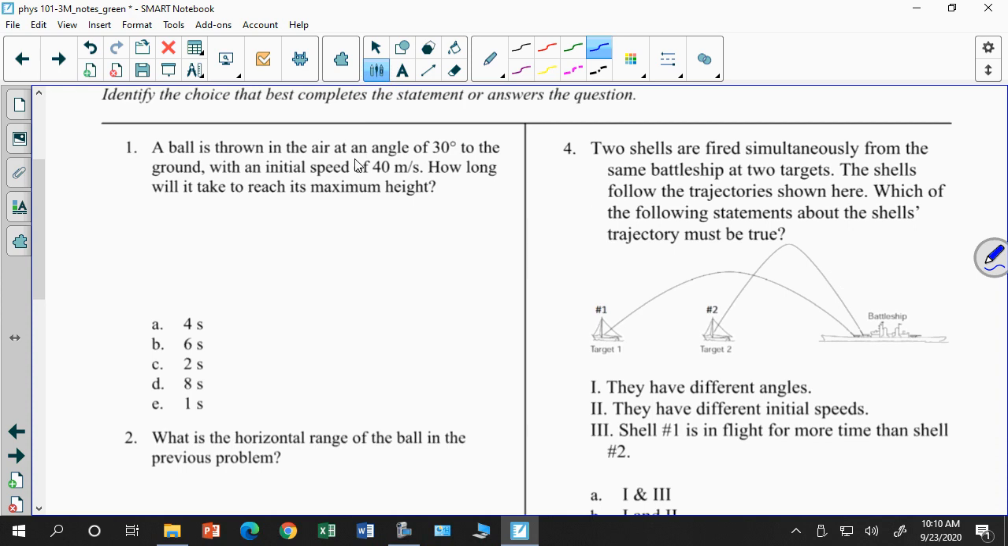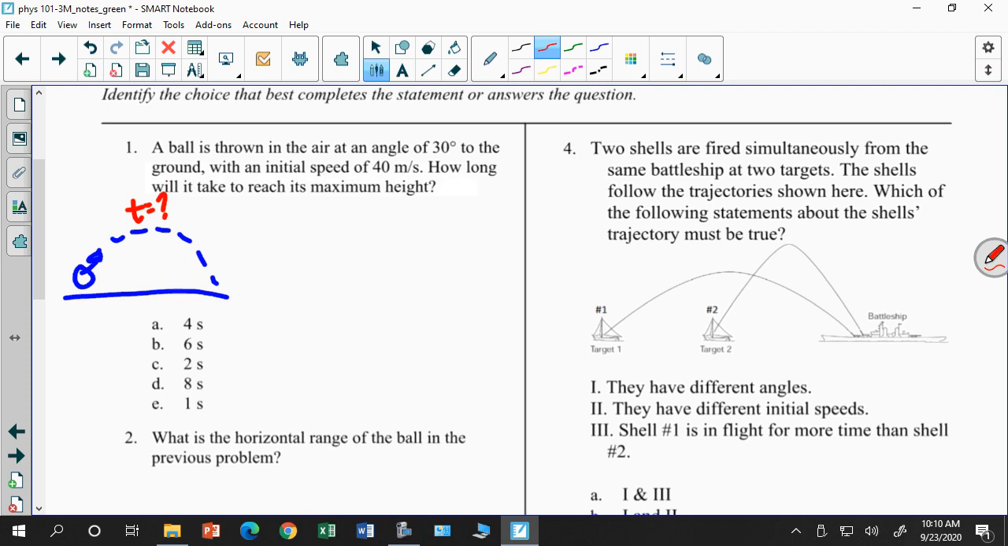Fortunately, these aren't that difficult, right? If you mastered chapter 2, if you know how to do those free fall questions, where they go up and down, these are just really a lot like those questions. I draw a picture first. I want to know how long does it take to get up here? That's what this question is asking.